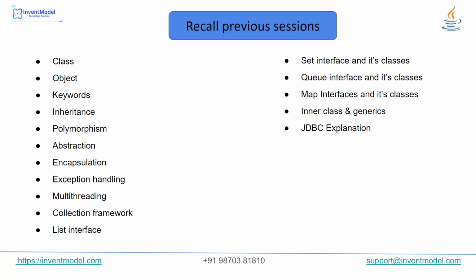Now let's move to the next topic, polymorphism in Java. What is polymorphism? According to the word, polymorphism means we can do a single task in different ways. Poly means many and morph means form. This process is called polymorphism in Java.